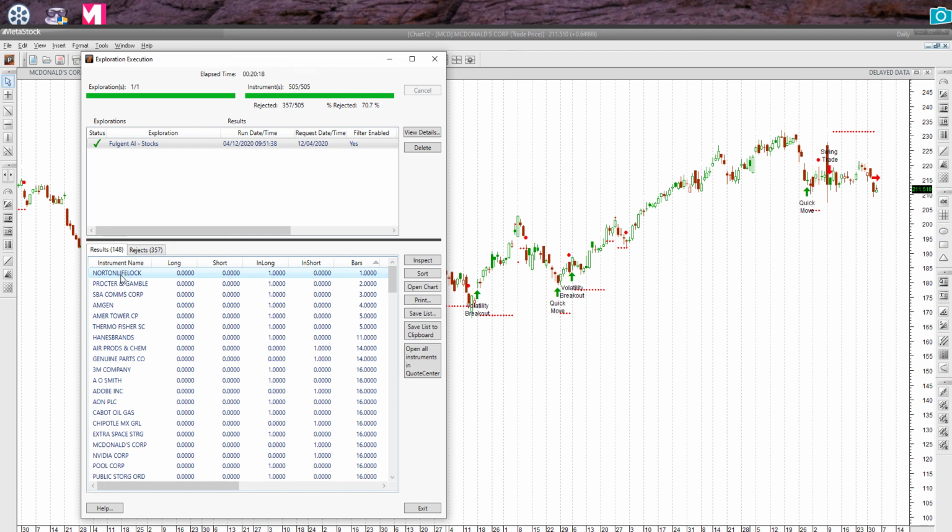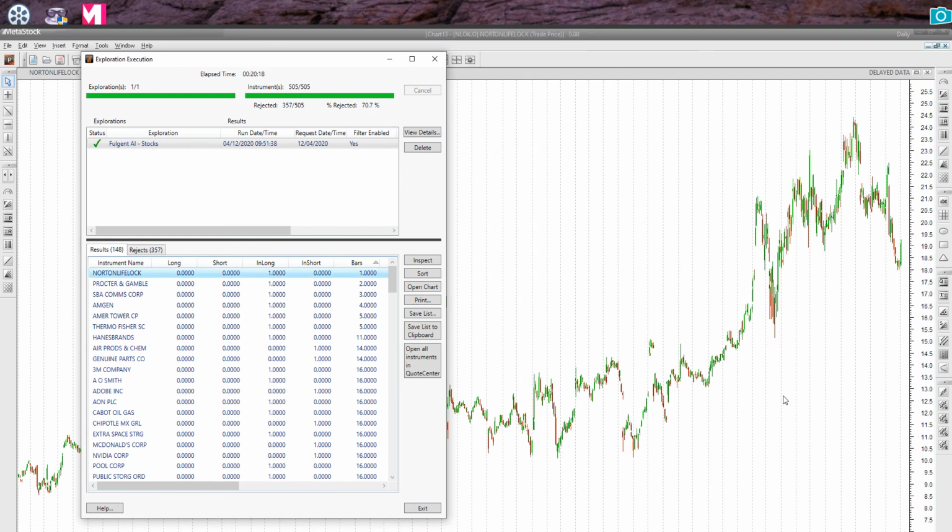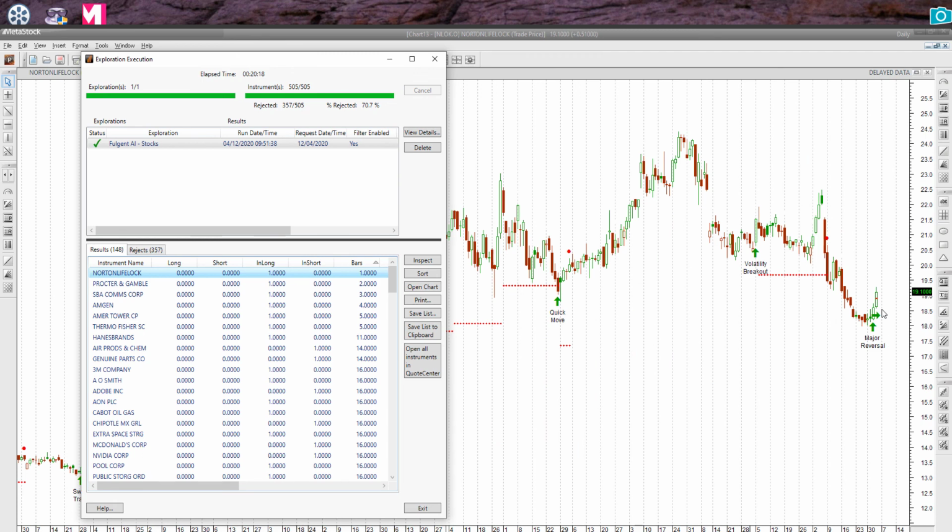Norton LifeLock is the most recent one fired, and you certainly want to keep it on your watch list to see how the AI is trading this and how it's panning out.